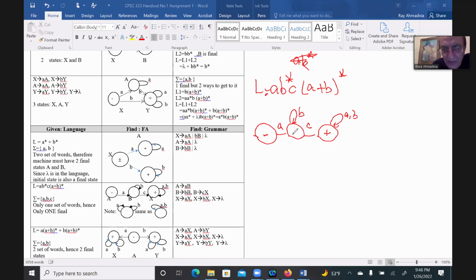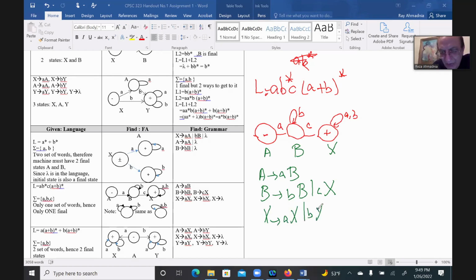Okay, I call this one here B, I call this one here X, and I call this one here, for example, A, or you can name it anything you want. From A, if input is A, go to B, and that's the only thing I have. When I get to B, input B, back to B. Input C, go to X. And when you get to X, input A, back to X, input B, back to X, or stop.